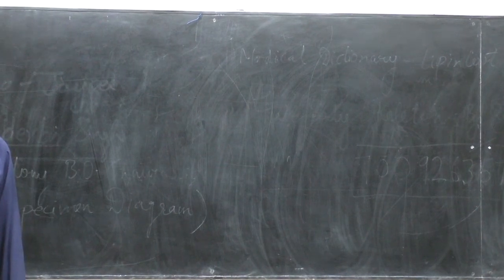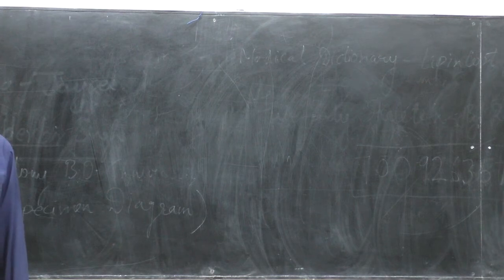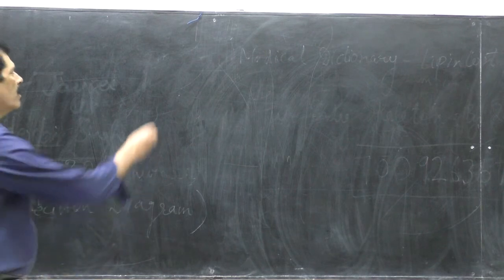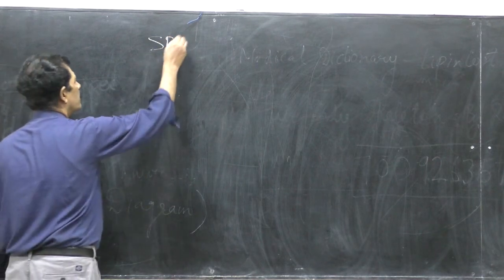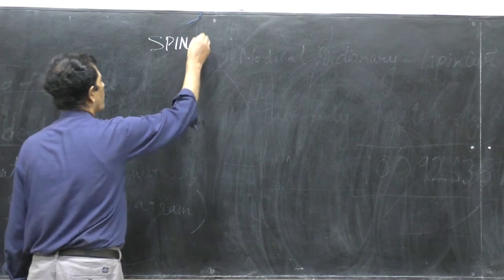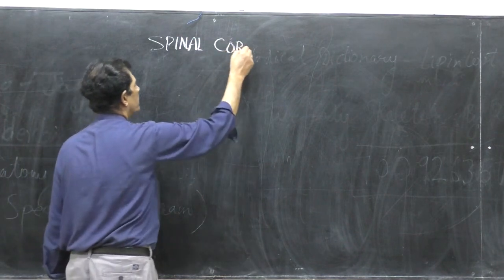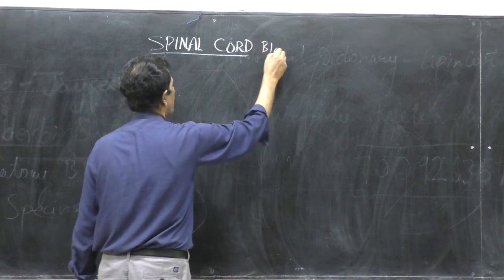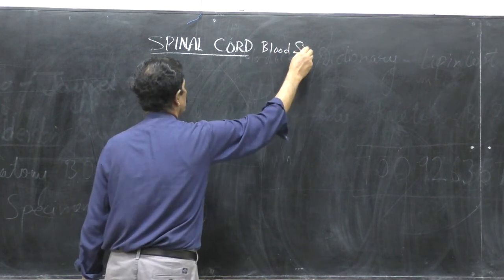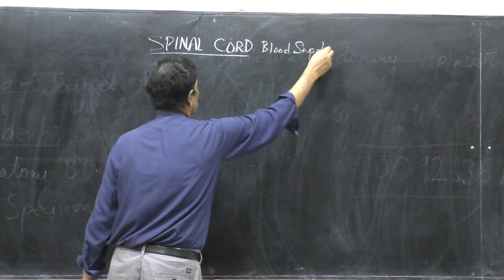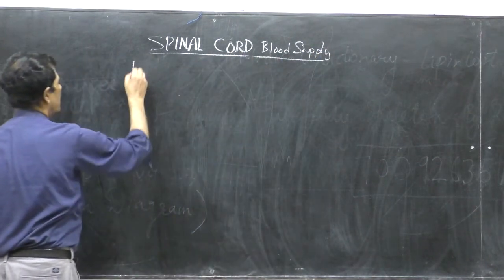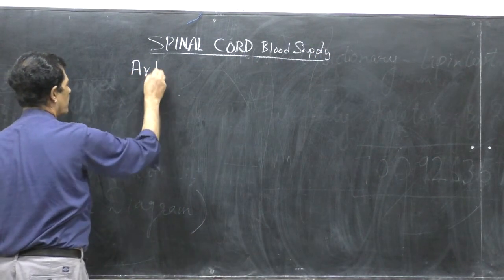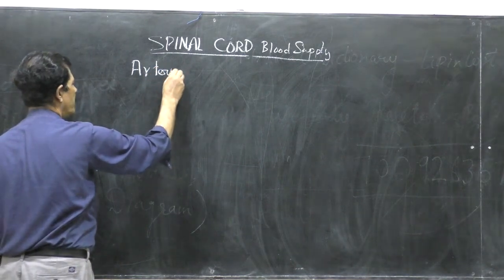After finishing with the spinal cord's white matter or the white columns, now we switch on to the blood supply of the spinal cord. So first is the arterial supply, then we will take the venous drainage.